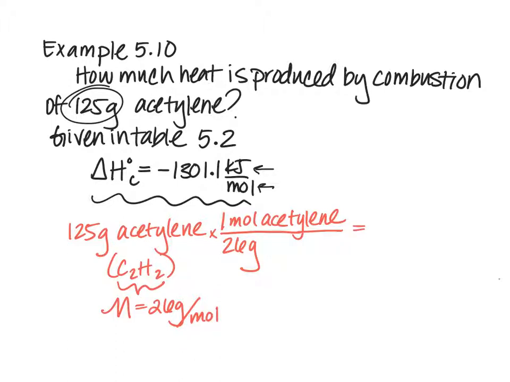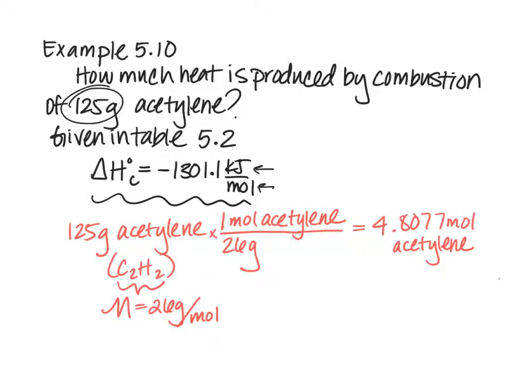So when I actually calculate this, 125 divided by 26, I get 4.807, and we'll just round this to 7. Just give at least 5 digits in order to not round too early. Okay, so I have about 4.8077 moles of acetylene.